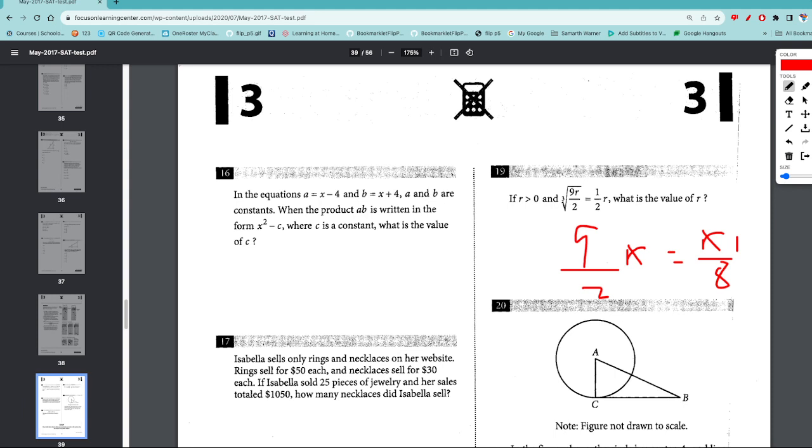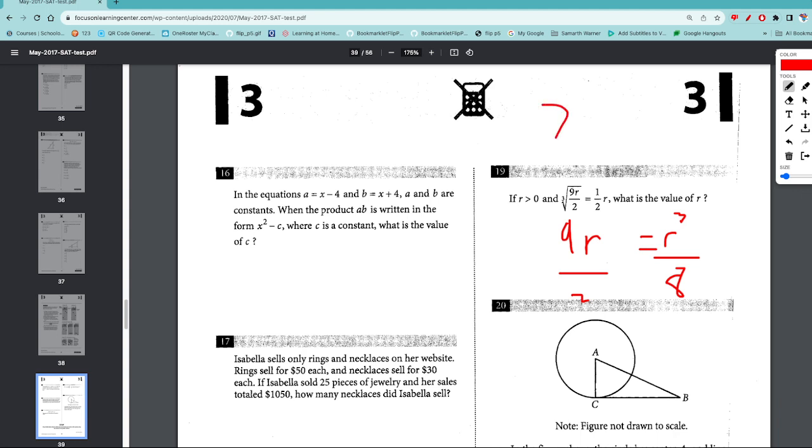Oh, wait a second. How about this? Dude, I'm so stupid, y'all. I didn't cube the r. Y'all are going to make fun of me now, aren't you? R cubed by 8. There we go. Now we've got it. Why didn't I cube the r?